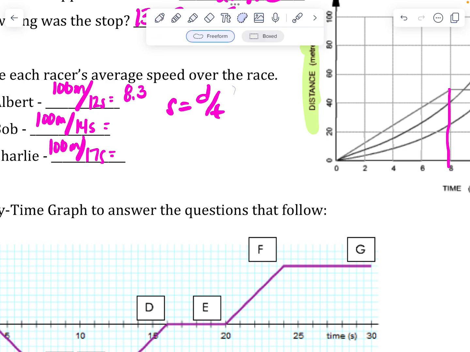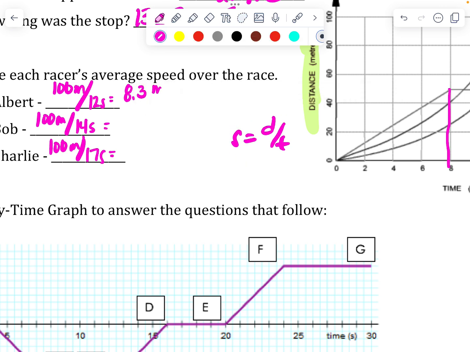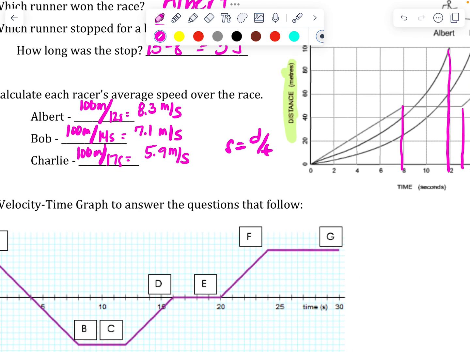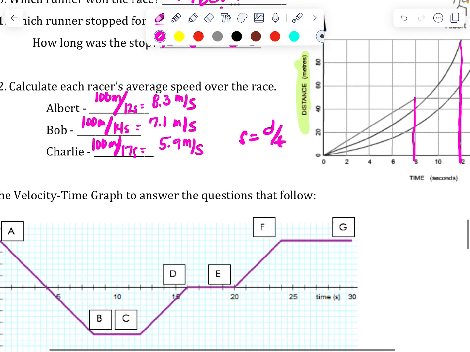meters per second, 100 divided by 14 is 7.1 meters per second, and 100 divided by 17 is 5.9 meters per second. Okay, so Albert's going the fastest.